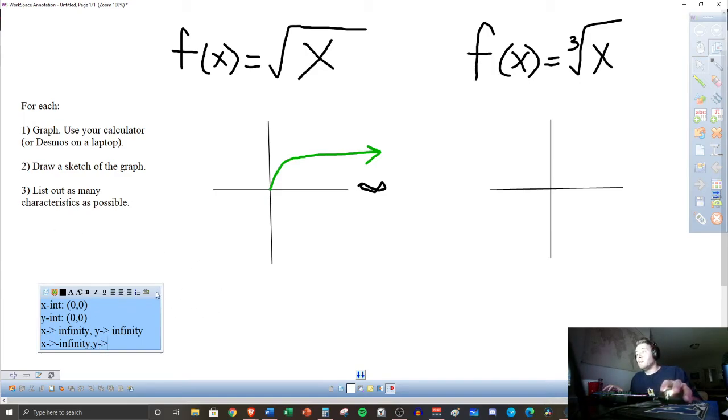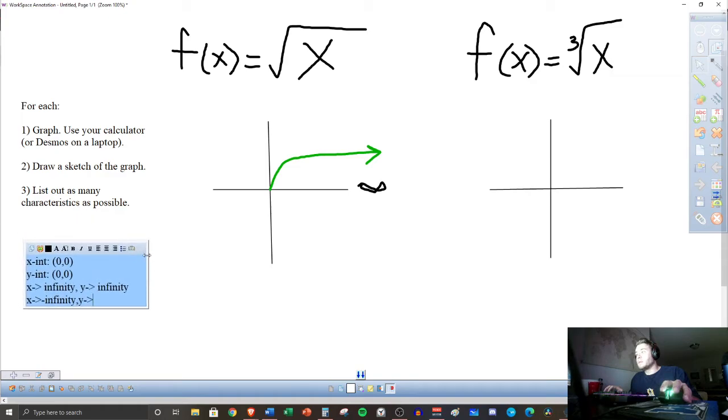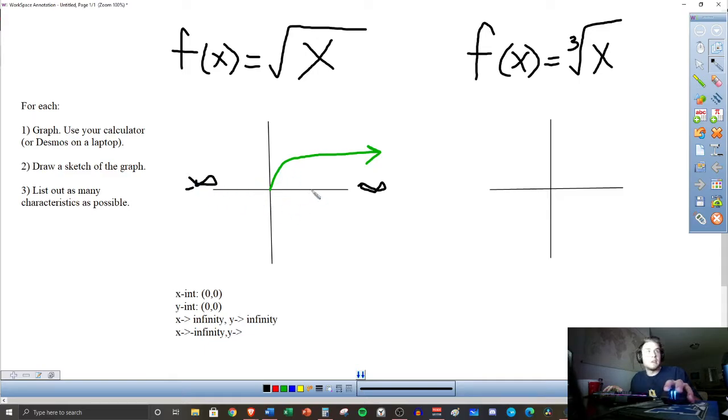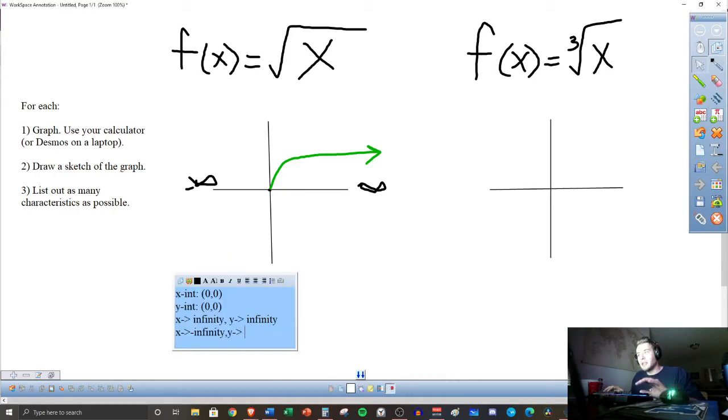as this goes to negative infinity? Well, let's put negative infinity. Well, you'll notice that it doesn't really even go to negative infinity, right? But what do the y values approach? What's the lowest? What are the y values doing? Well, they stop right here at the origin. So we're going to say the y value goes to 0, right?